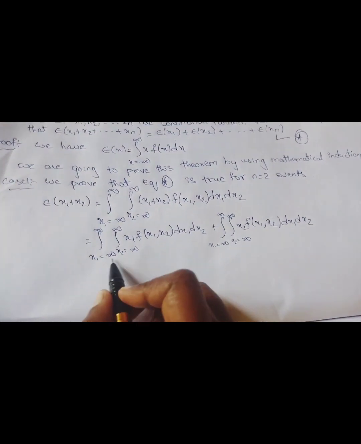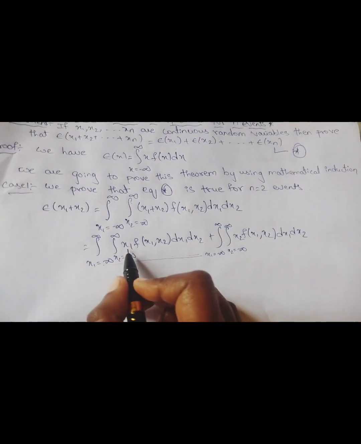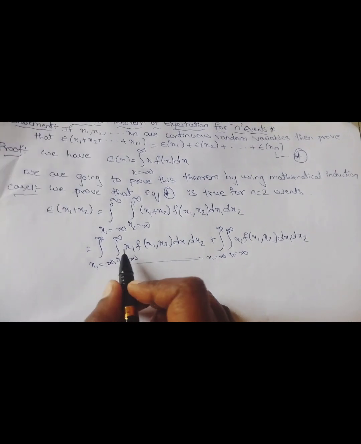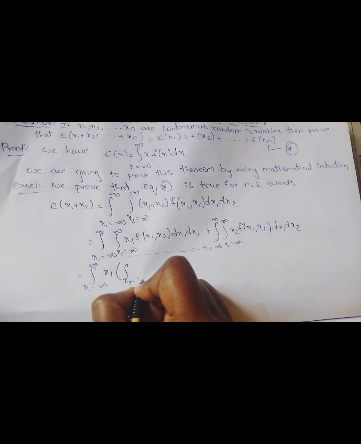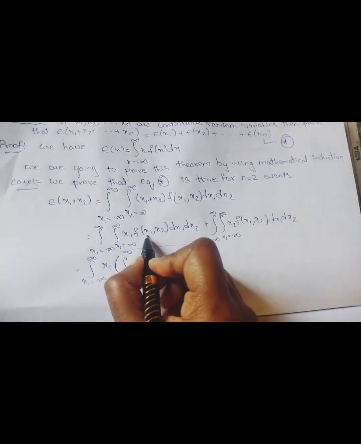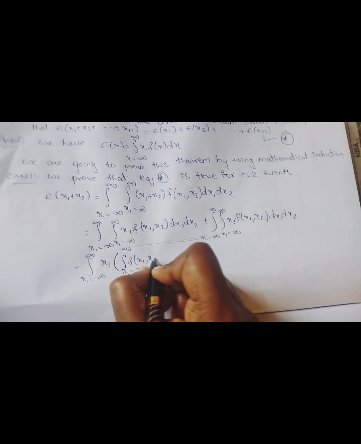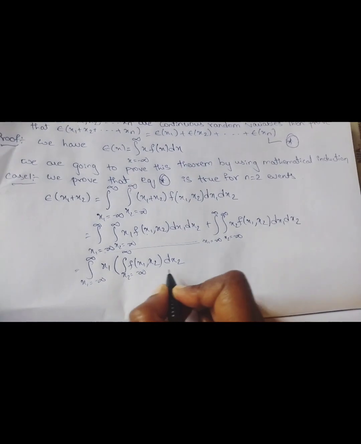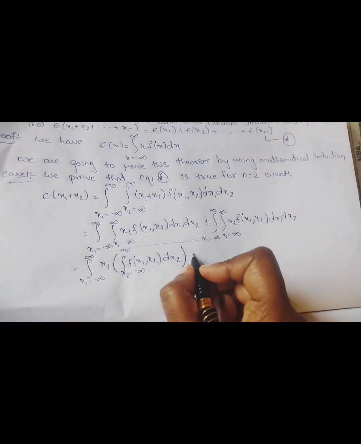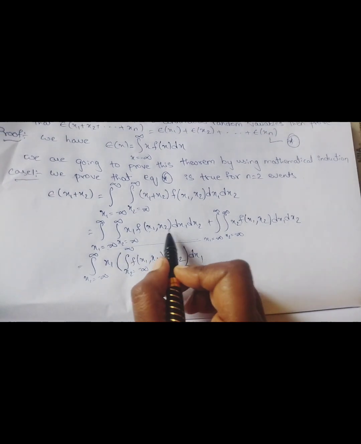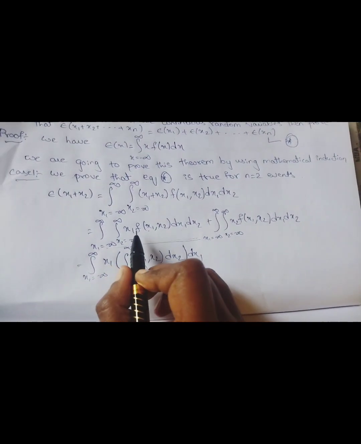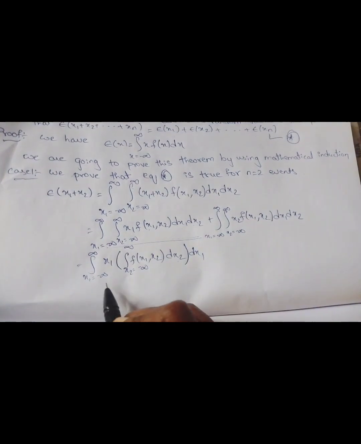Next step: in this first term, the integration is with respect to x1 and x2. Let us frame it according to that. So integral x1 equal to minus infinity to plus infinity, x1, then start a bracket: integral x2 equal to minus infinity to plus infinity f of x1 comma x2 into dx2, because the integration is with respect to x2. Now we close the bracket into dx1, because in integration, first we have to integrate with respect to x2. Once it is done, then the x1 term will come. After getting the answer, you can integrate it with respect to x1. So this is the process.